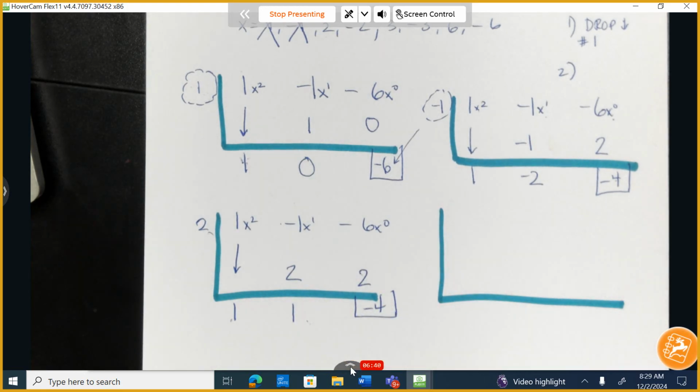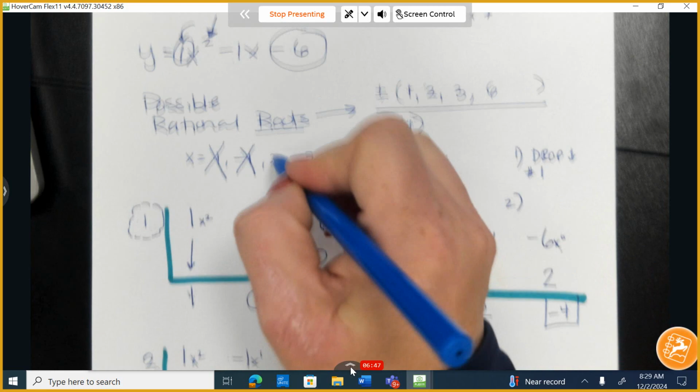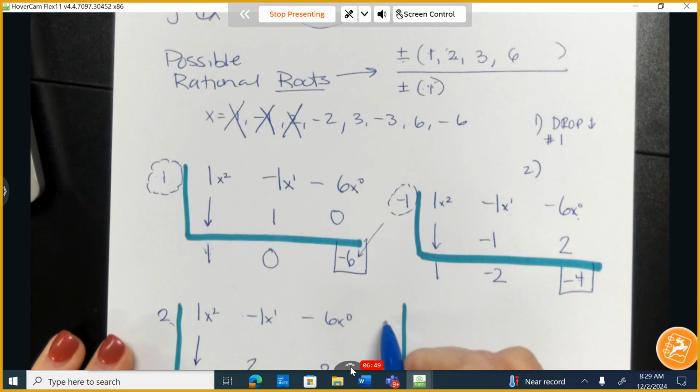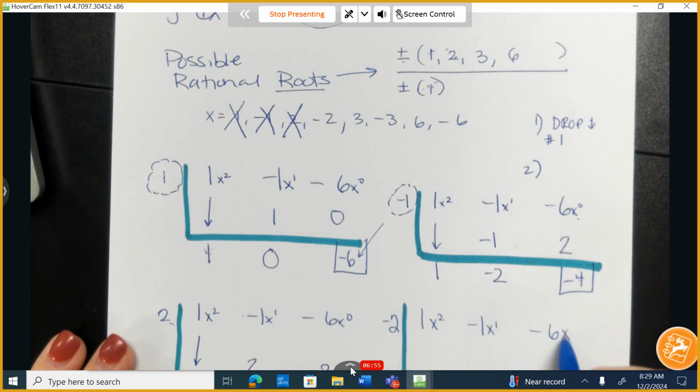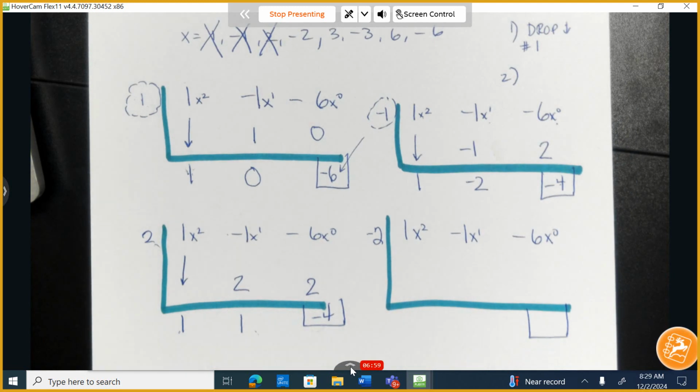Does 2 work? Yes or no? Why does it not work? Because I didn't achieve a final answer of 0. I crossed it out. Okay, we're going to do the exact same thing with -2, but we're going to speed it up a little bit. So I'm writing it down. I'd like you to do the exact same thing. Always put a little box after the last one. I'm going to press pause.